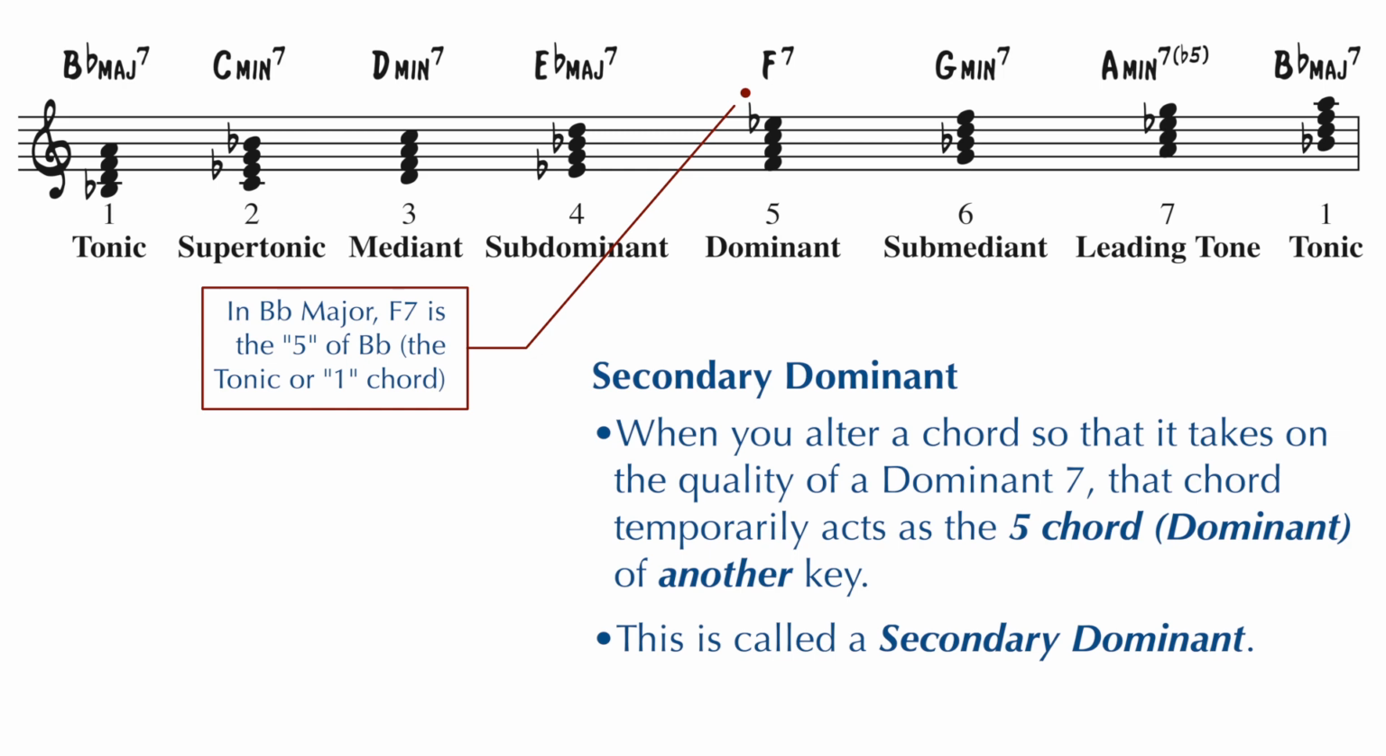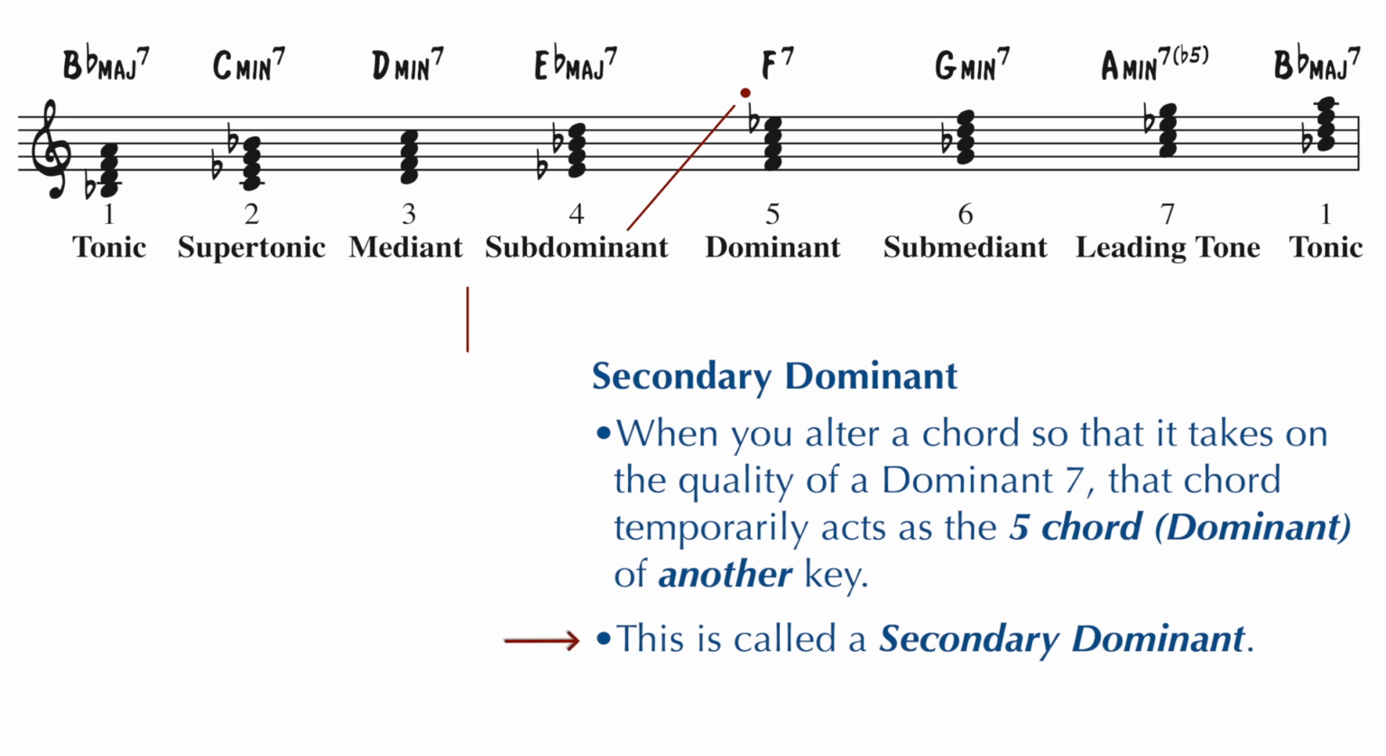The dominant 7 sound has such a strong pull toward its 1 chord that if you alter another chord so that it has the quality of a dominant 7, then that chord will temporarily act as the 5 chord, or dominant, of another key. And we call this a secondary dominant.